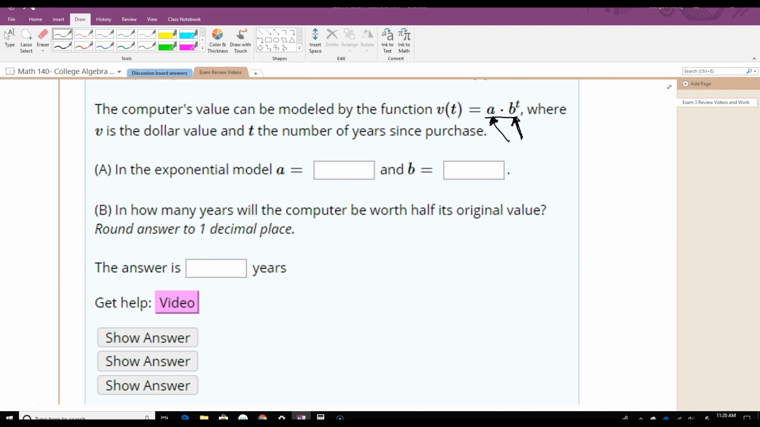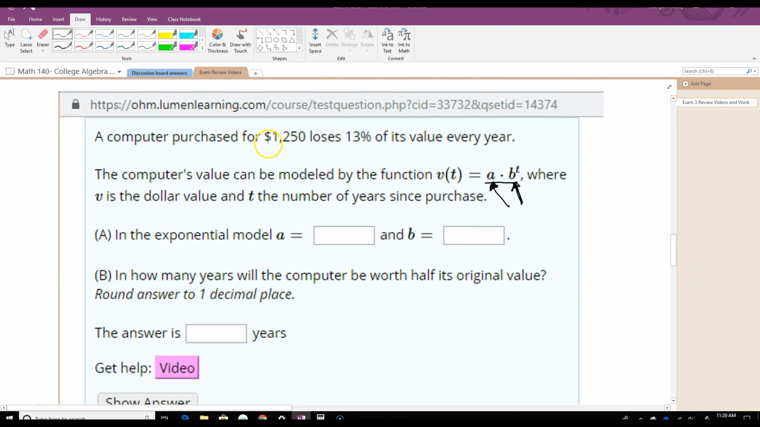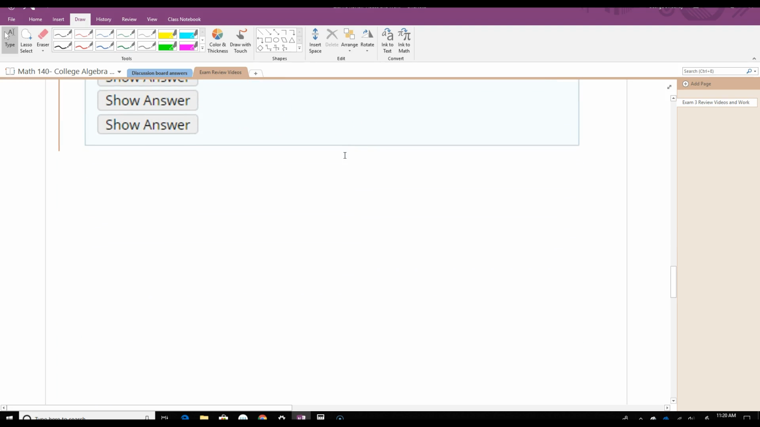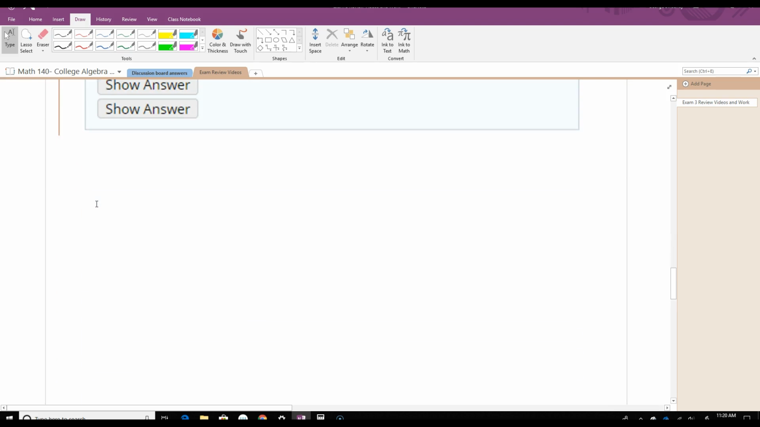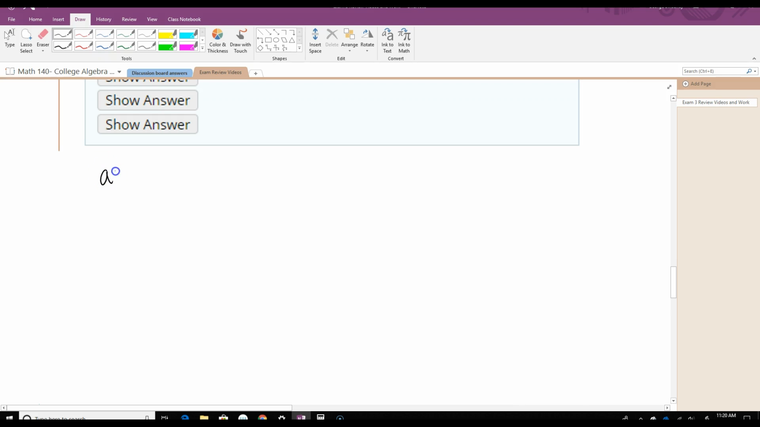So what I'm going to look at here is that the computer is purchased for $1,250, and it loses 13% of its value every year. What that tells me is that it starts out at 1,250. So automatically a is going to be 1,250. That's actually how they're generated. That's my initial value.